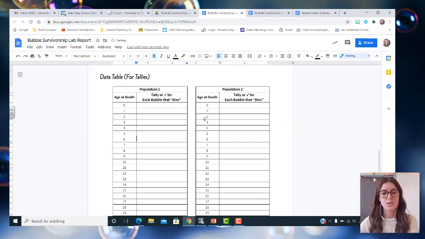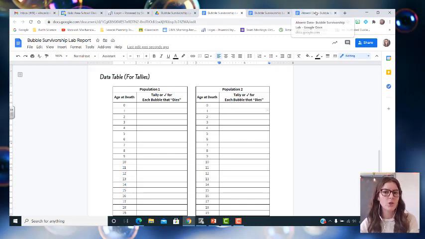Then that same exact procedure is performed for population two. The difference is population two doesn't receive any parental care. Instead, each of those bubbles isn't wafted to its survival. It is not helped so that it stays in bubble form. And when it pops, it pops. And so that is going to impact the survivorship graph that you'll see at the end.